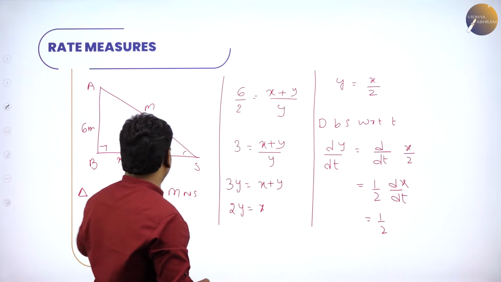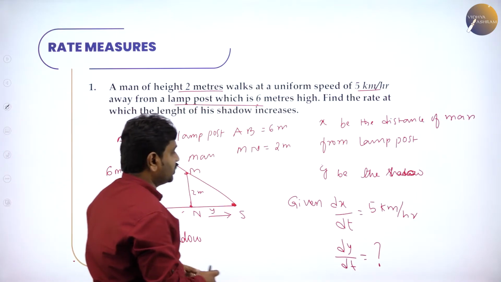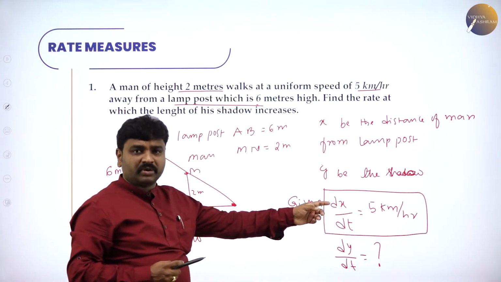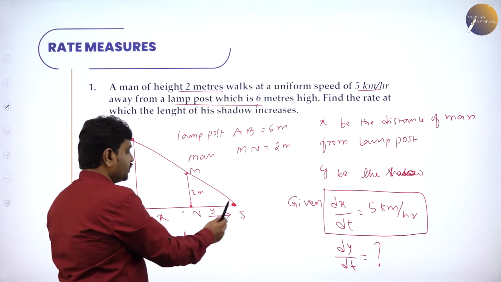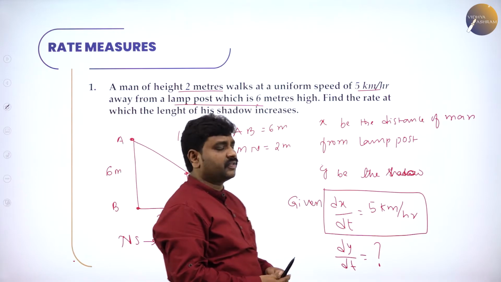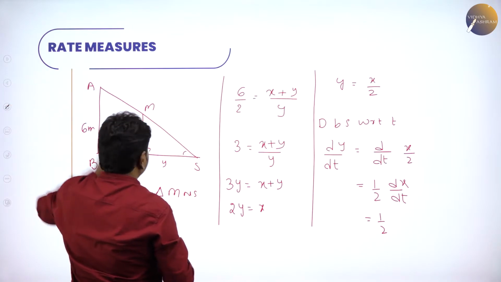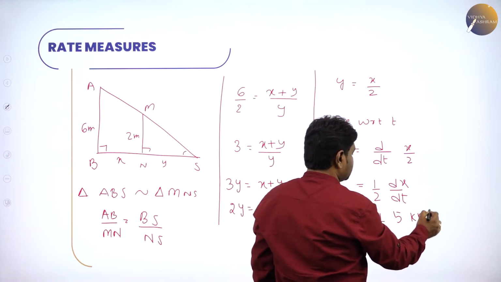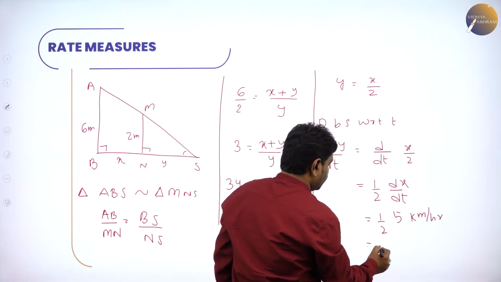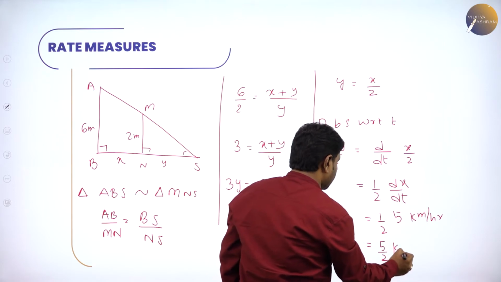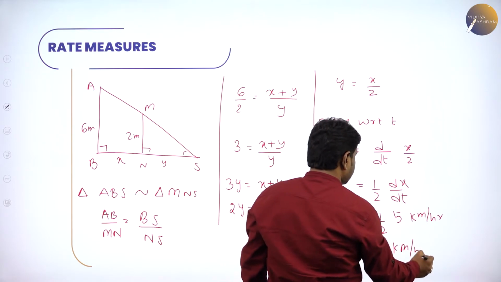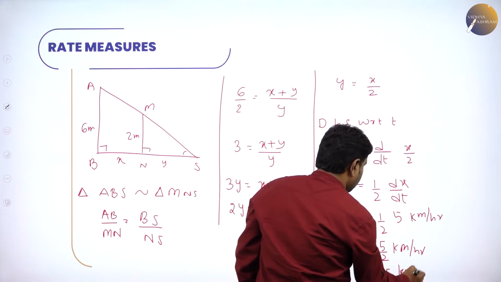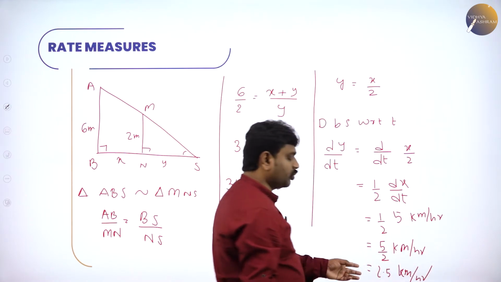Refer to the question, they have given dx by dt. They gave clearly that the man is moving away at the rate of 5 kilometers per hour, meaning when he moves, x varies, and the rate of change of x they give is 5 kilometers per hour, so substitute the same. Now 5 kilometers per hour, with units I am writing the same. So now 5 by 2, so 5 by 2 kilometers per hour. So the length of the shadow varies like this. 5 by 2 means what? 2.5. The shadow's length varies at 2.5 kilometers per hour.